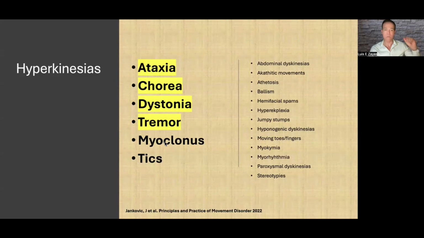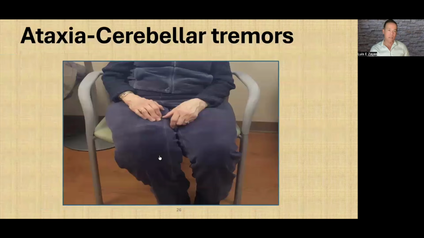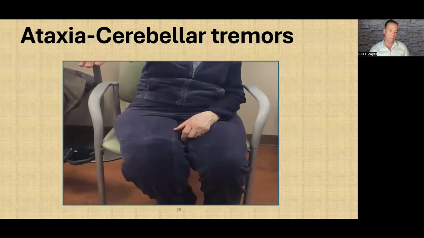Myoclonus is the fastest movement that you have. Very fast. You cannot control that. Okay? It's just boom, boom. So let's talk about ataxia, chorea, and dystonia.